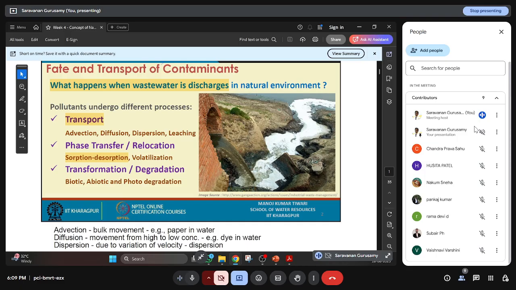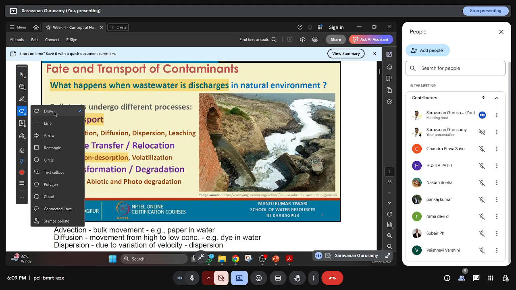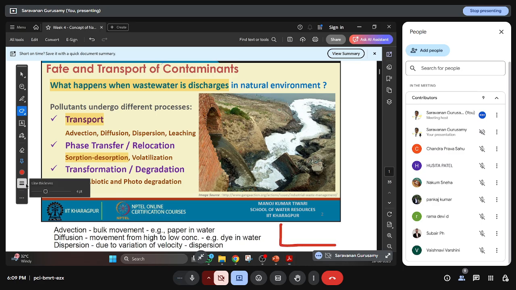If you know the velocity variation inside a river, if this is the depth of the river, at the top the velocity will be higher. At the bottom, the velocity will be lower due to friction along the bottom of the river. So velocity will be higher at the top, minimum at the bottom, and we can find the average velocity at a point. Wherever the velocity is maximum, this variation will be higher.